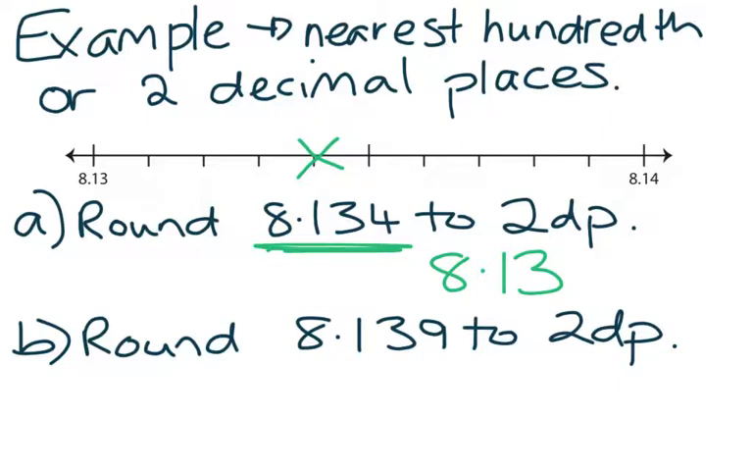The next one, 8.139. Whereabouts does that sit on the number line? It would be up here, just before 8.14, where the red cross is, and you can see that it's very close to 8.14. So our answer for that one would be 8.14 to 2 decimal places.